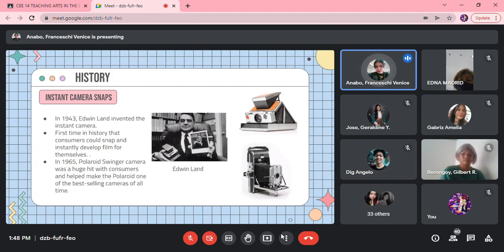Yung mga may scenes na sinaunang panahon, yung malalakas sa flash, tapos madalas nakastand siya sa mga film. And we can also see Edwin Land holding a Polaroid camera and the picture that he has just taken. Diba ganyan yung concept ng Instax na meron tayo ngayon, yung mga Polaroid camera.